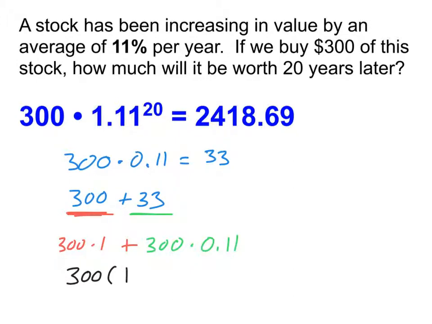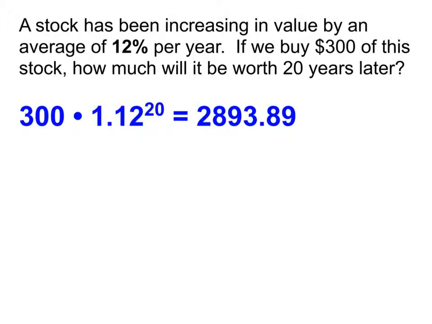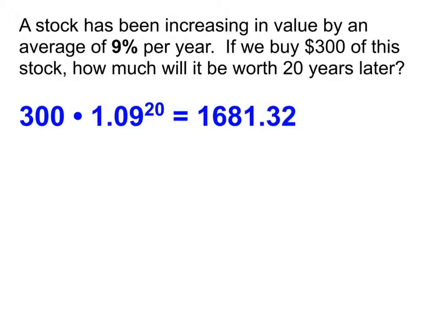Now, if you want another way to see this, we can actually factor 300 out of that line. It's 300 times 1 plus 0.11. And so, if we change the percent to 12%, notice it's 1.12. That's the only change we need to make there, we're just changing that decimal after the 1. And so if it's 9%, notice we end up with 1.09. Because 9%, remember, if I take 9%, turn it into a decimal, that is 0.09.